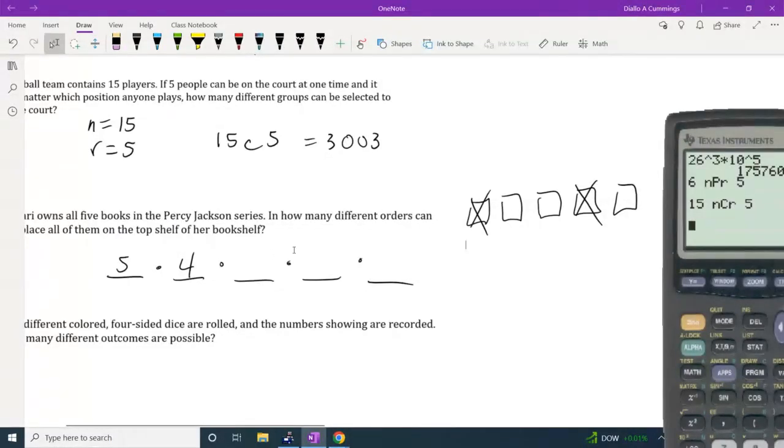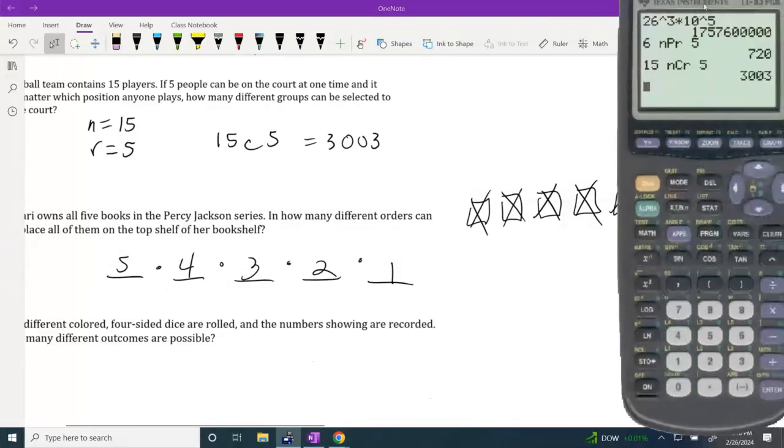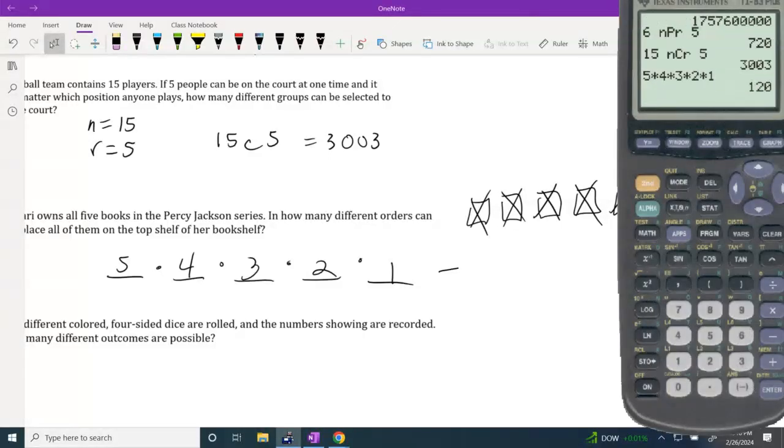For the next book on the bookshelf, we have how many books to choose from? 3. So I choose that one. For the next book on the shelf, how many are left to choose? 2. And then for the last book on the shelf, there should be only one choice, right? So this is that factorial concept, 5 times 4 times 3 times 2 times 1, which gives us 120. So there's 120 different ways we can order the books.